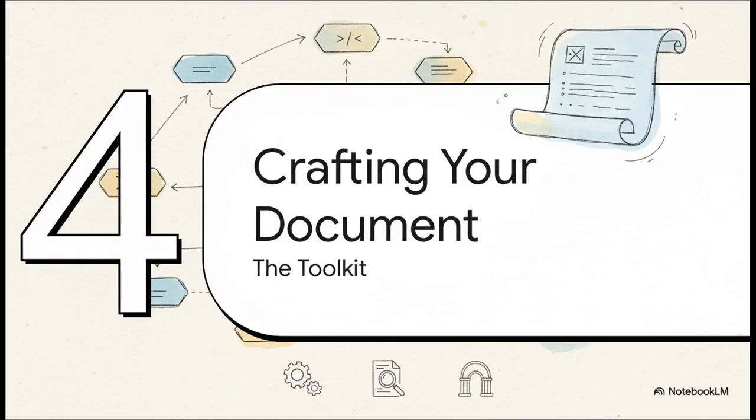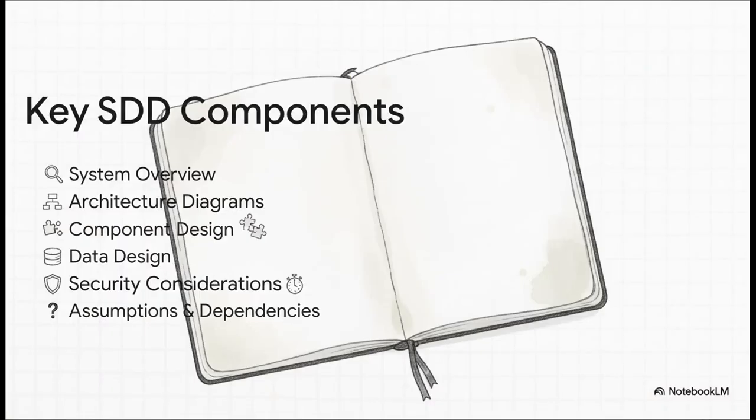Let's switch gears and get super practical. Let's look at the actual toolkit you're going to use to build a professional level design document. Here you go. This is basically your checklist for a great SDD. You need that big picture system overview. You absolutely need visual architecture diagrams.